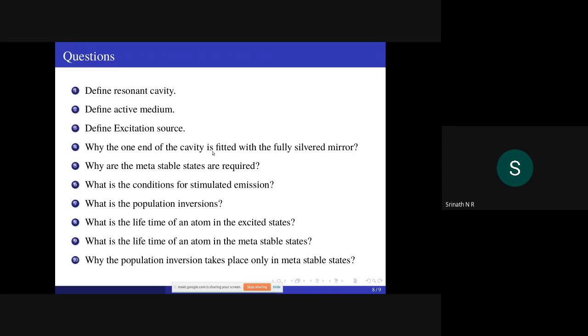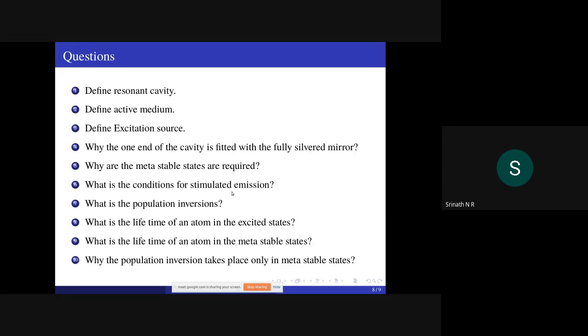Why is one end of the cavity fitted with a partially silvered mirror? Already I mentioned it is used to enhance photon density. That means to get amplified output in the laser through multiple reflections. Why are the metastable states required? Just now we studied that without metastable states, no population inversion is observed in the active medium.